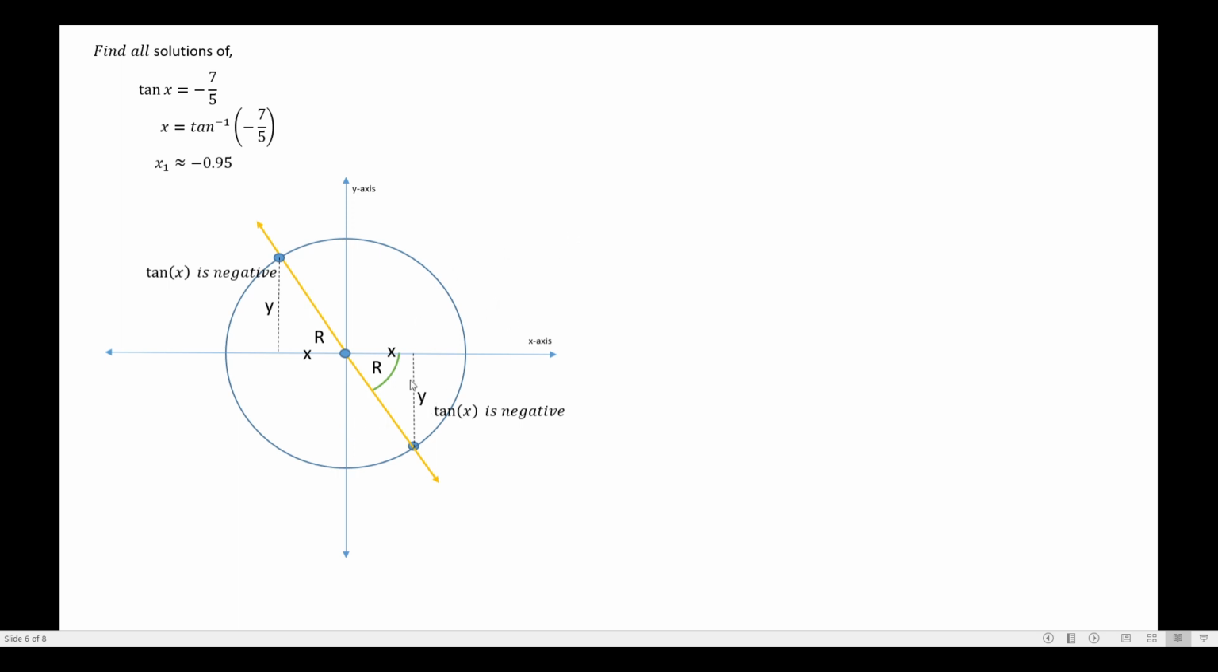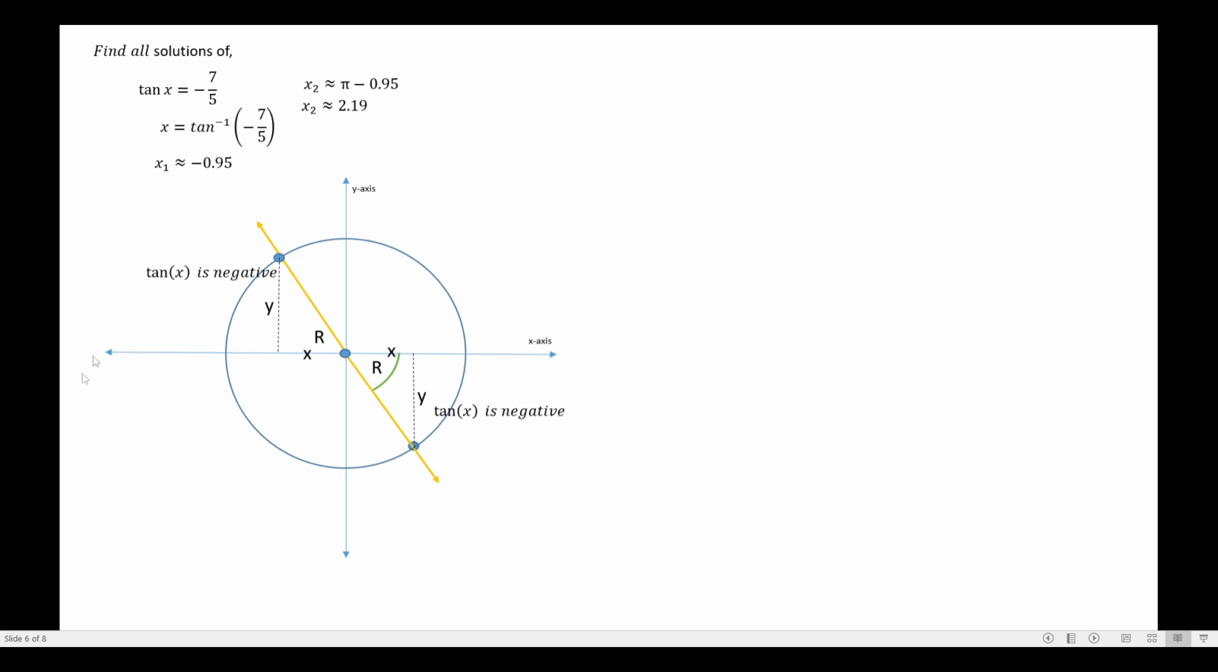But of course, since we consider the rotation clockwise, that's why we have a negative 0.95. Now the x sub 2 is pi minus 0.95. So this should be pi here. It's pi angle until the negative side of the x-axis, minus the reference angle, which is approximately 2.19.